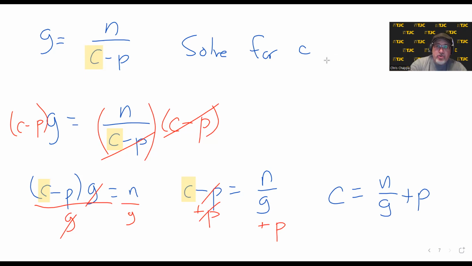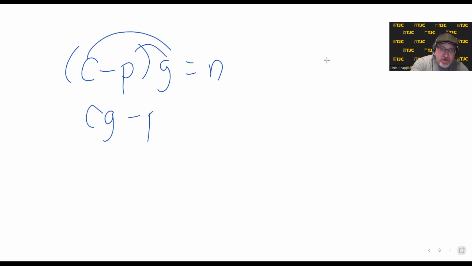Had you chosen to distribute, I'm going to pick it up from here on the next page. Had you chosen to distribute, C minus P times G is equal to N, then you would have gotten CG minus PG is equal to N. Then you could add PG to both sides because remember, we're solving for C.